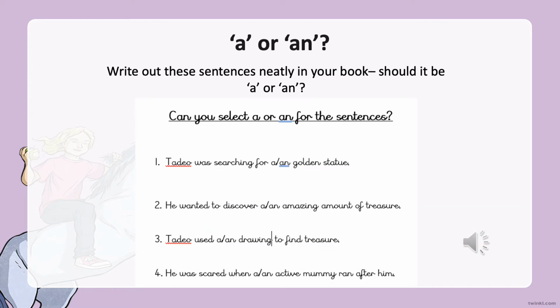Write out these sentences neatly in your book. Should it be a or an? Number 1, Tadeo was searching for a or an golden statue. 2, he wanted to discover a or an amazing amount of treasure. 3, Tadeo used a or an drawing to find treasure. Number 4, he was scared when a or an active mummy ran after him. Remember to write it on paper, take a picture of it and post it on Edmodo.